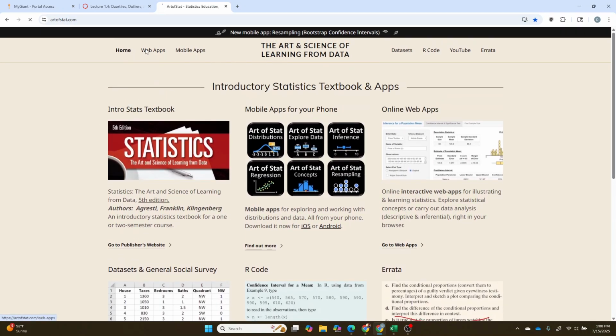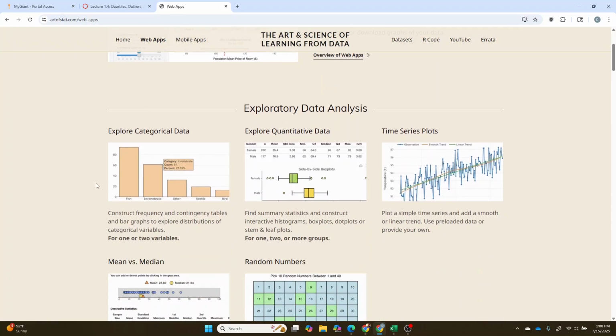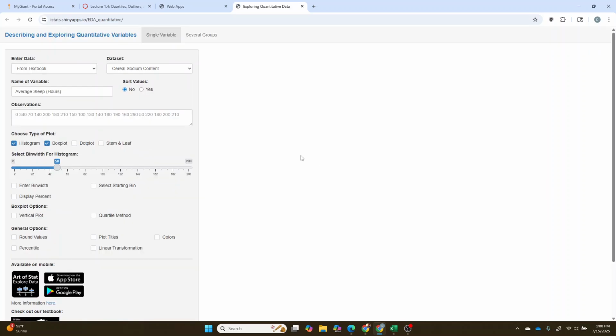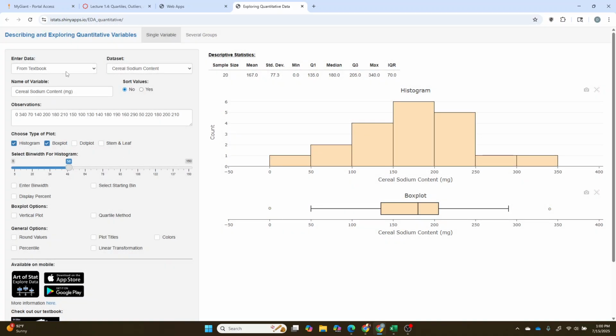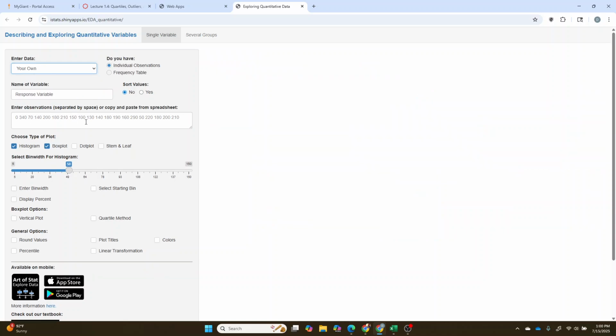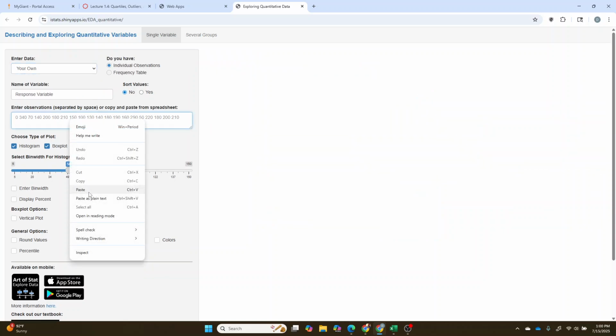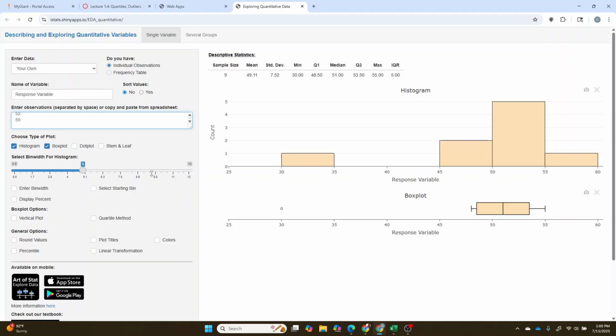And I'm going to go to Web Apps, and open up the Explore Quantitative Data app. And I want to do my own, and then I'll just paste values there. So you'll notice that in addition to giving us a histogram, it also gives us a box plot, which we'll talk about in a second.